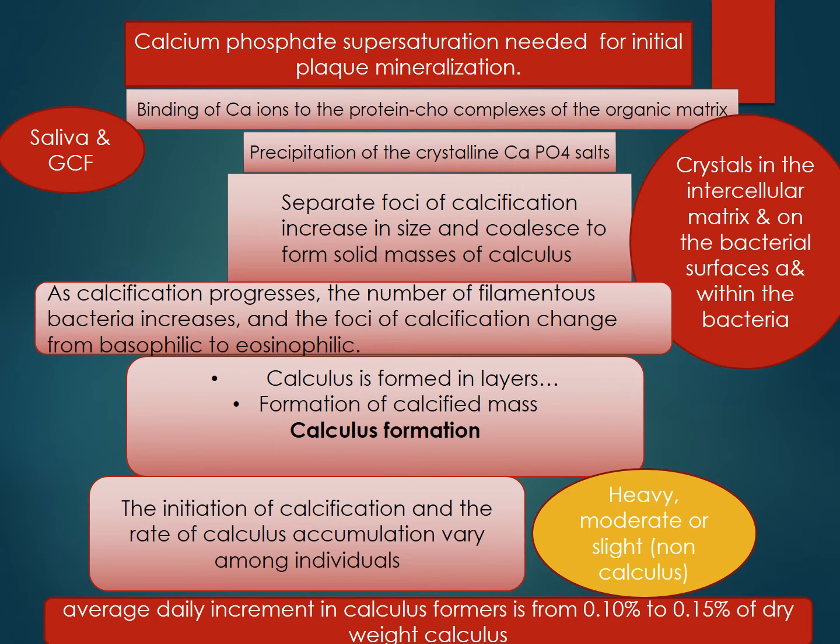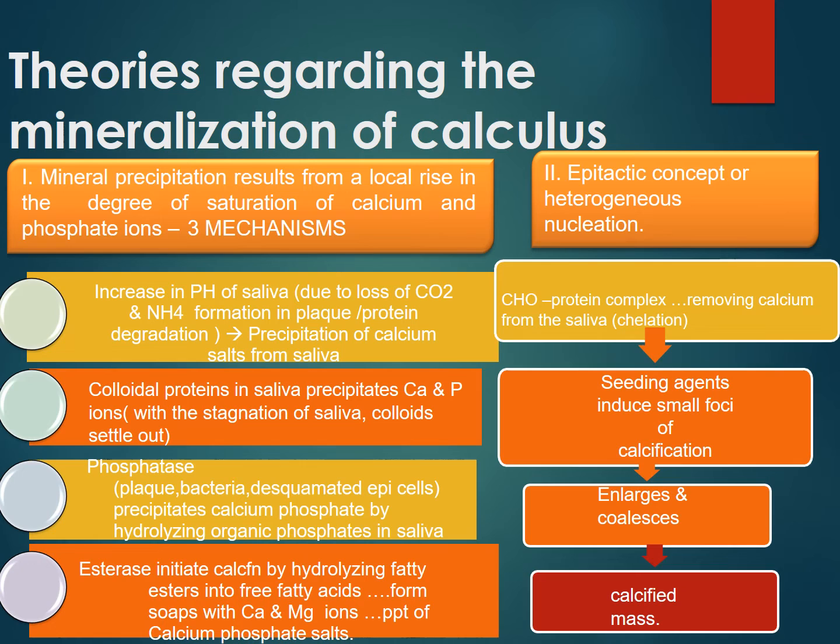Coming to the theories of calculus formation, regarding the mineralization of calculus, mainly there are two theories which lead to the precipitation. There is the precipitation theory and the epitactic concept of heterogeneous nucleation. Under the precipitation theory, that is the precipitation of calcium phosphate ions: when there is a rise in the degree of saturation of calcium and phosphate ions, there will be precipitation of calcium phosphate ions in crystal forms.